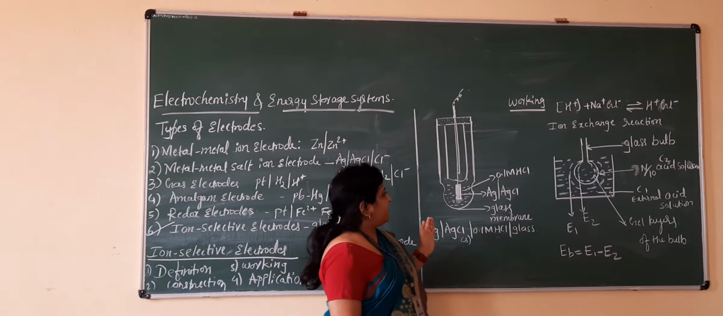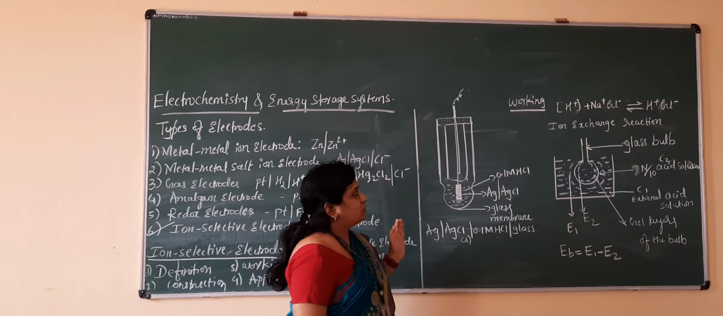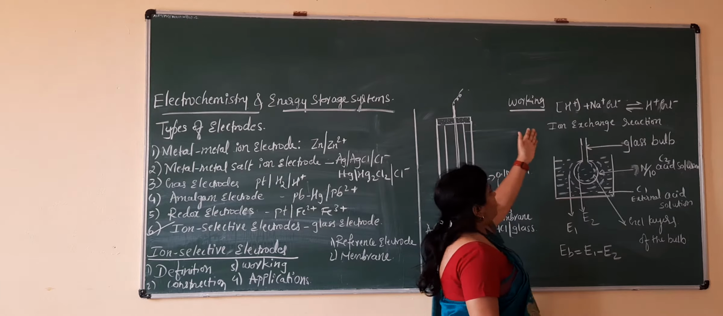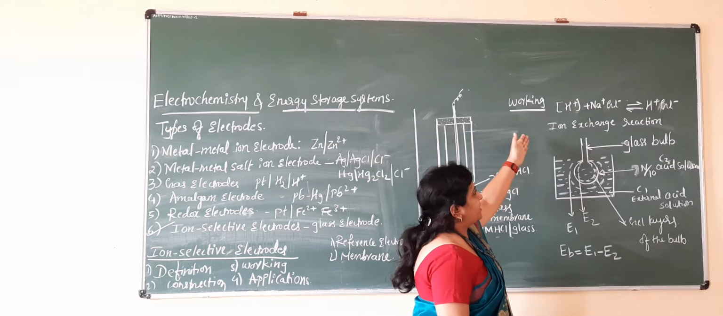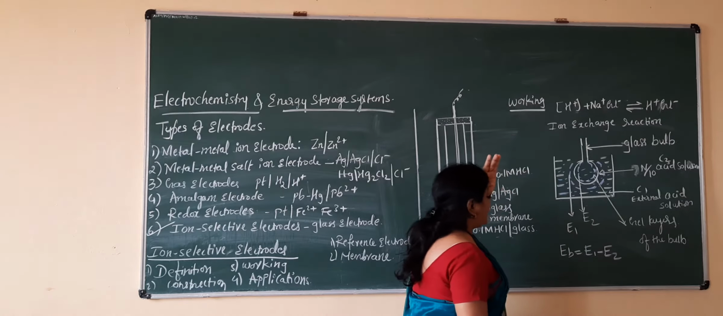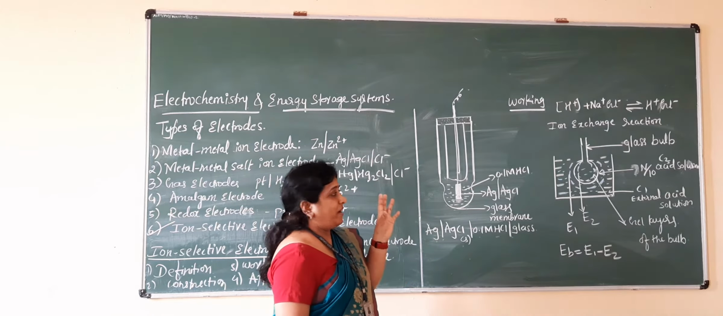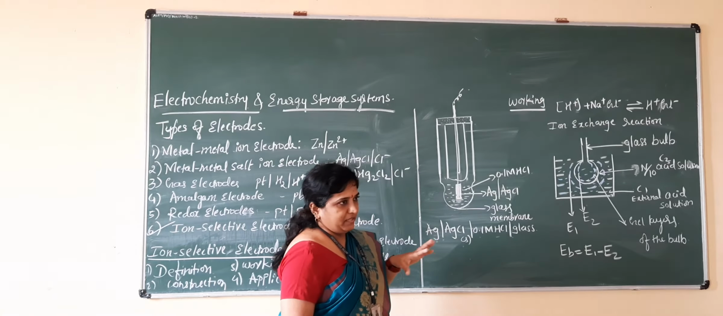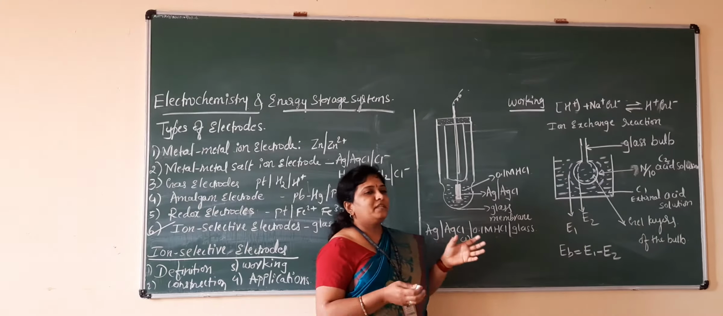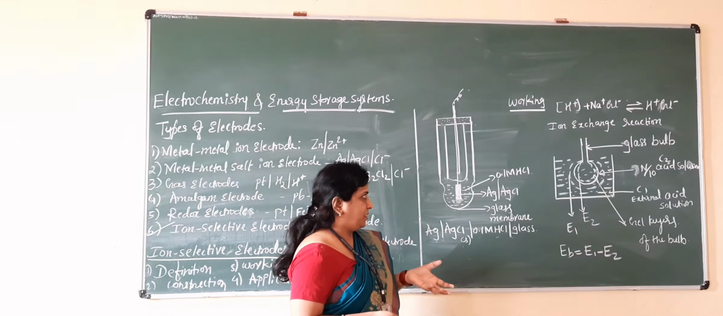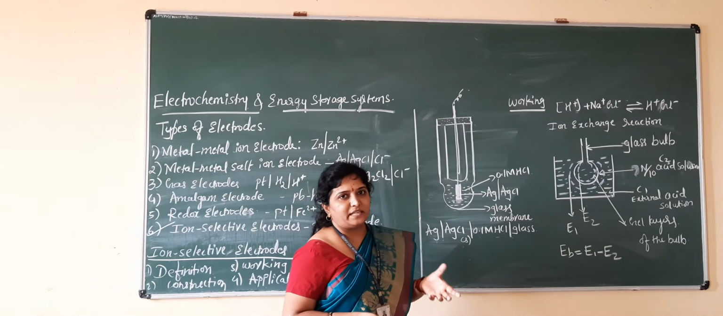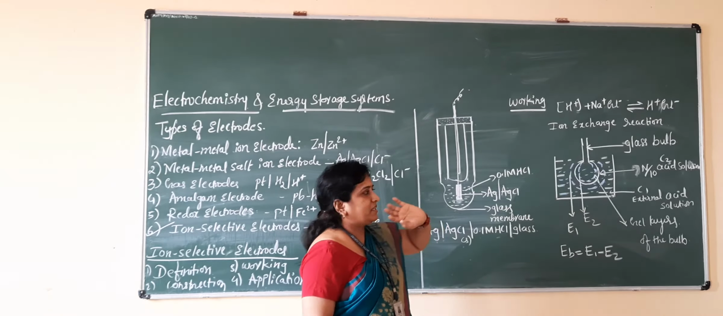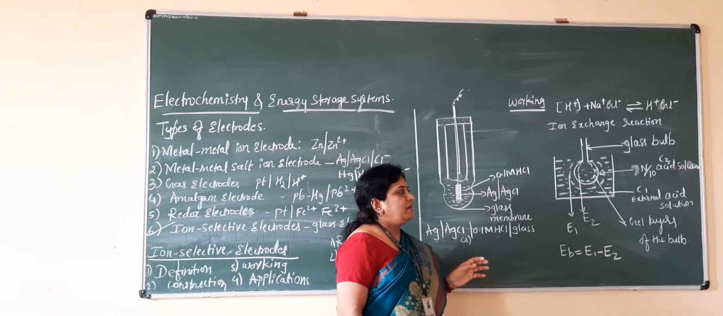Now we have to see how the glass electrode works. Working: we have to go for the working of the glass electrode. When this glass electrode, which has a glass membrane at one end, is dipped, let us imagine, in a beaker containing solution, in that we have taken an acid solution. And inside you can also see that 0.1 HCl solution is there.